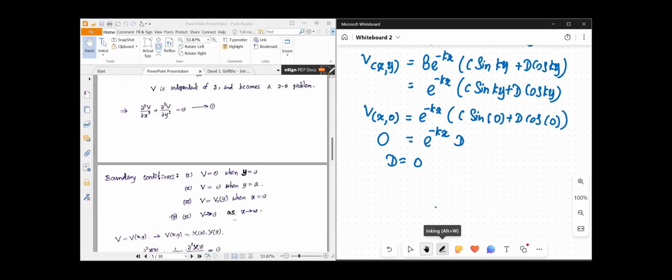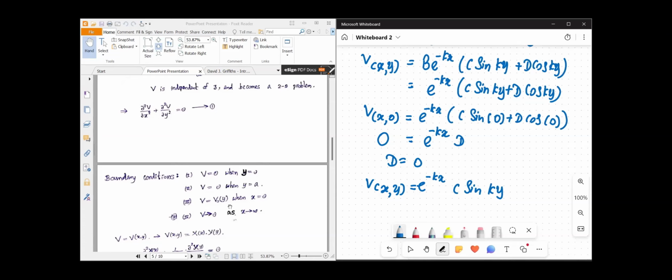It will now be: potential of x and y is equal to e to the power minus kx times c sine ky. Okay.